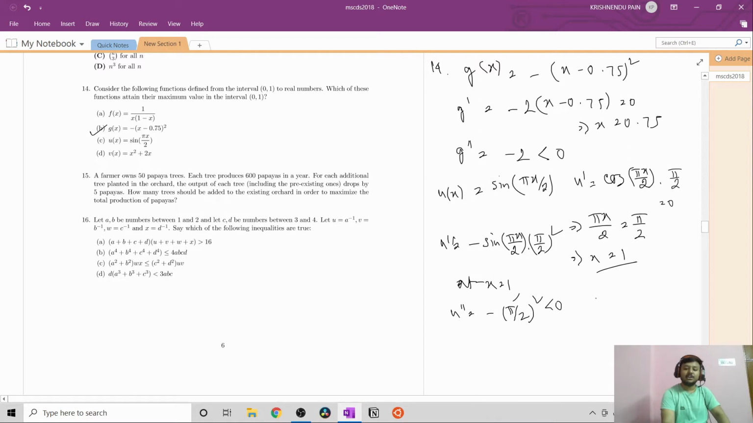So u is maximum at x equal to 1, but this point 1 doesn't lie in the open interval (0, 1). So option C is not correct also.